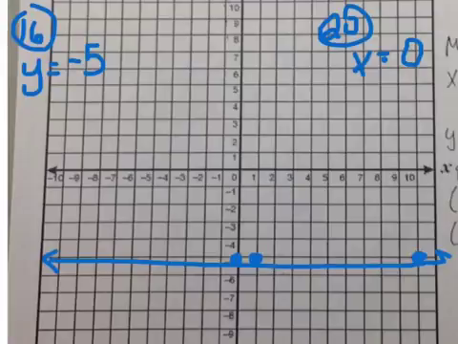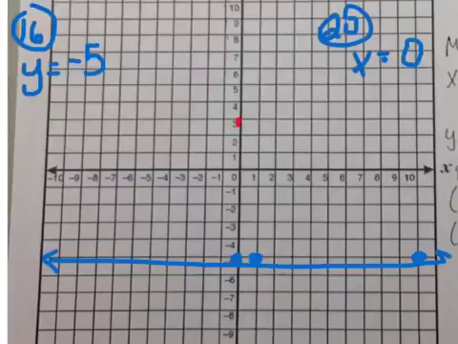You can look at y is -5. Y is always -5 no matter what x you pick. I missed most of that recording it. Let's look at 20. What is 20 telling us? X is always 0. Does it matter what my y is? No, because x is always 0. So I might have a point. Let me do this one in red. I might have x is 0 and y can be anything.